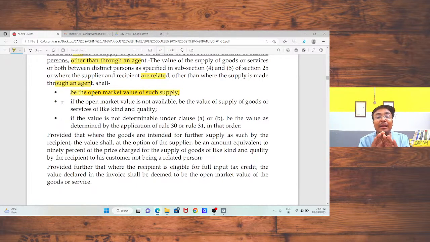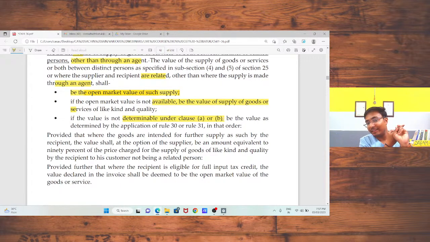Next, if open market value is not available, in that case, similar kind or quality or quantity. Whatever will be the price for a similar kind of goods or services, in that case I need to charge the amount accordingly. Next, if the value is not determinable under clause A or B, in that case I need to take the reference of rule number 30 and 31.